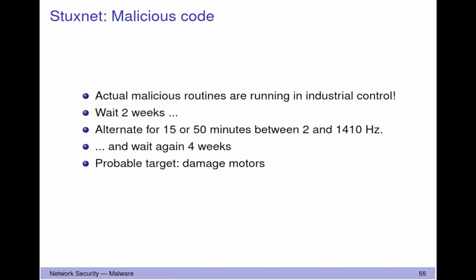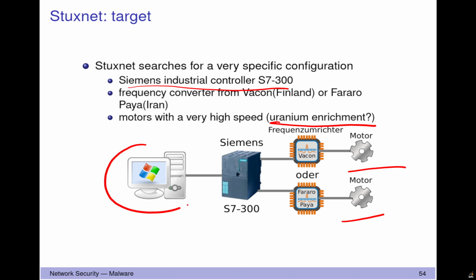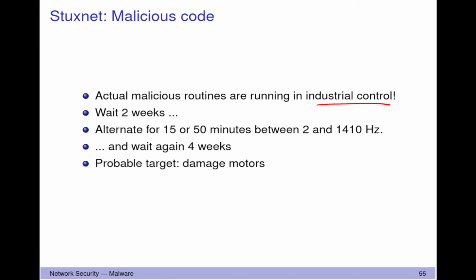So, what did they do? They are running in industrial control, so that was the goal, to access Windows that is connected to this Siemens control machine that controls the motors. And once they're operational, they wait 2 weeks, and then they fluctuate between various hertz frequencies, aiming to damage the motors.